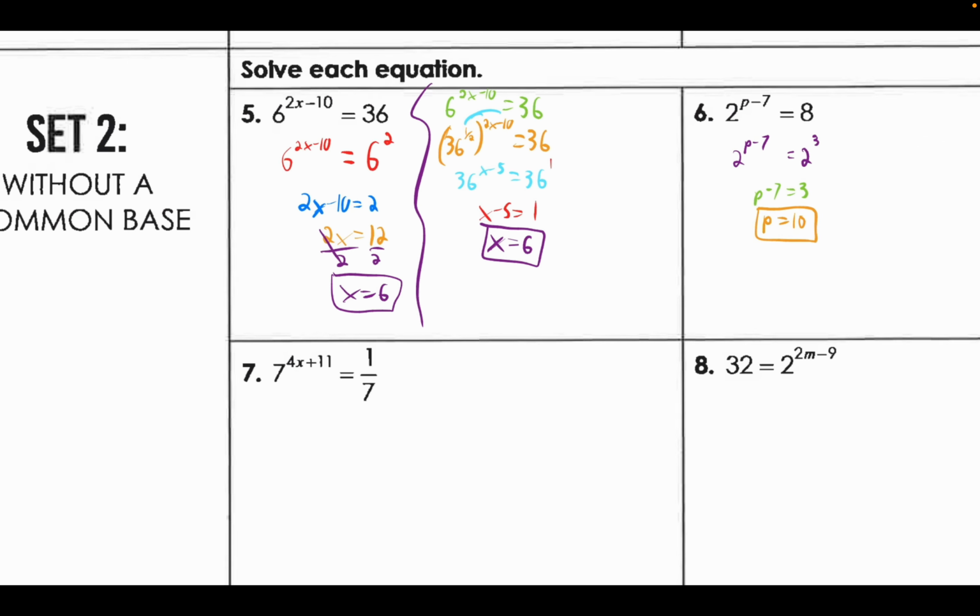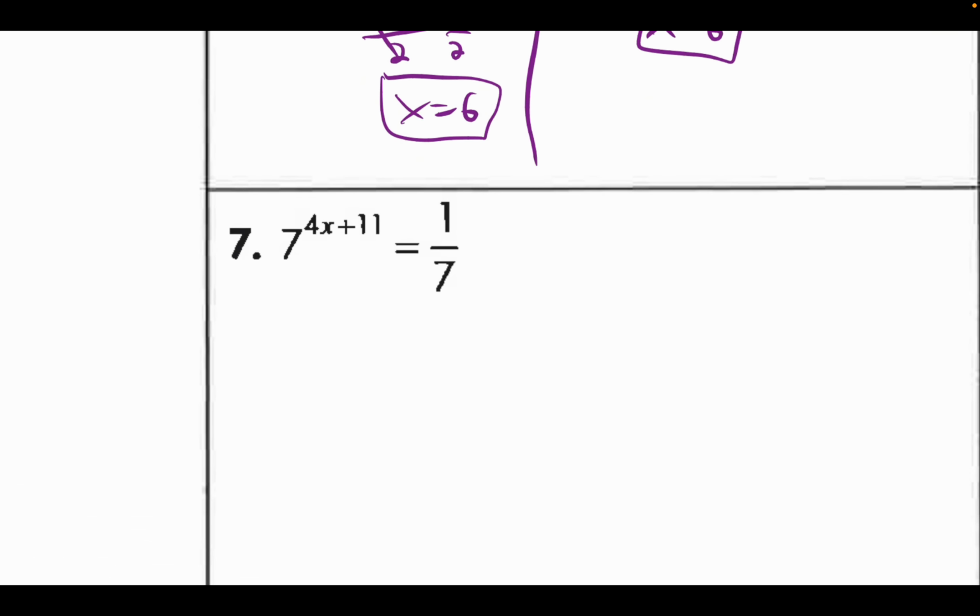Moving on to number 7, I said the other time I would change a base is not only the bigger one, but also fractions. So 1 over 7, I would change to 7 to the power of negative 1, because remember, negative exponents just tell you to reciprocate it. The other exponent can just stay the same because it's already a base of 7. Now we have common bases, and we can set the exponents equal to each other. 4x plus 11 equals negative 1. If I subtract 11 from both sides, I get 4x equals negative 12. Divide both sides by 4. x equals negative 3.